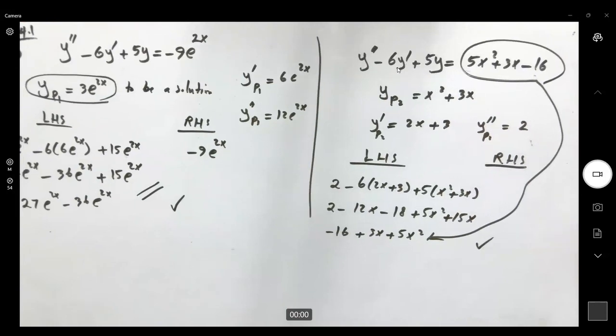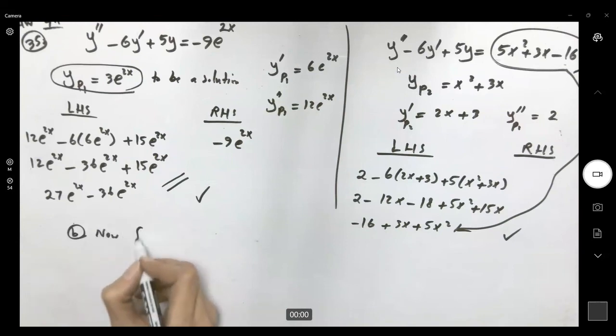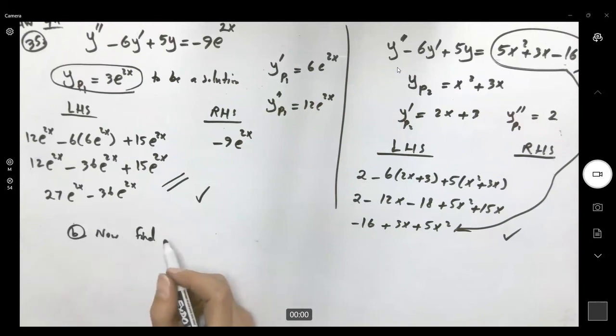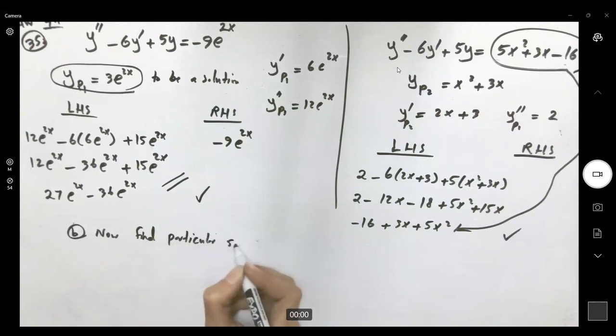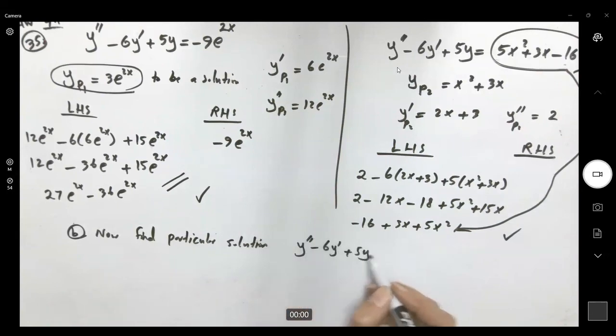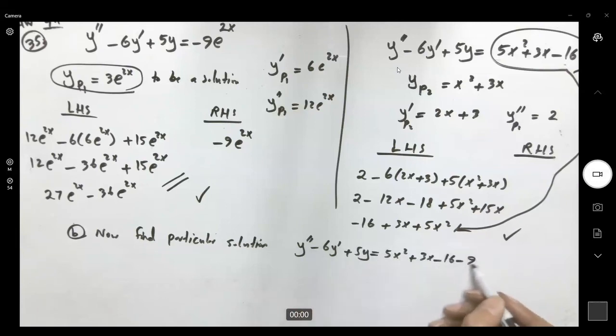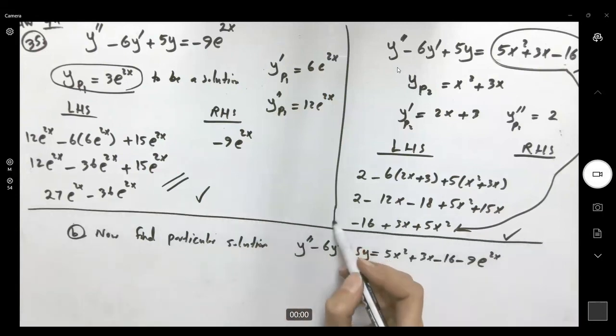Now for part B of the question. Part B of the question says, now find a particular solution for the second derivative of y minus 6y prime plus 5y equals 5x squared plus 3x minus 16 minus 9 e to 2x. Okay, let's just compare this differential equation with the given differential equations here.